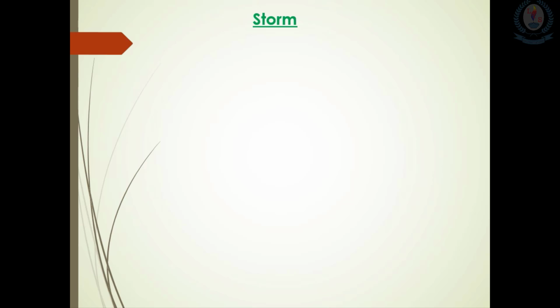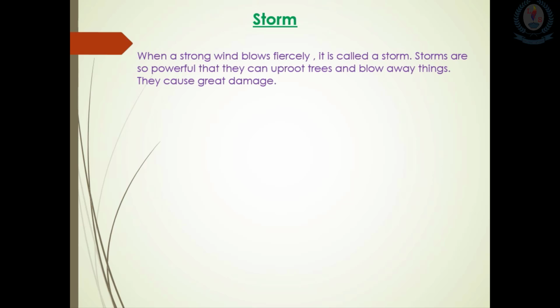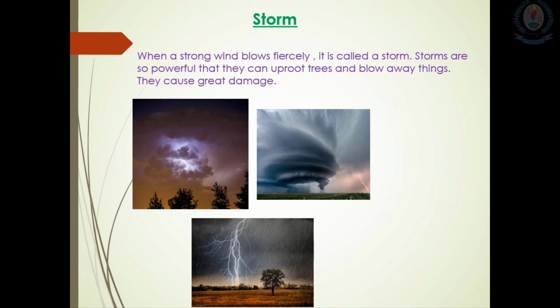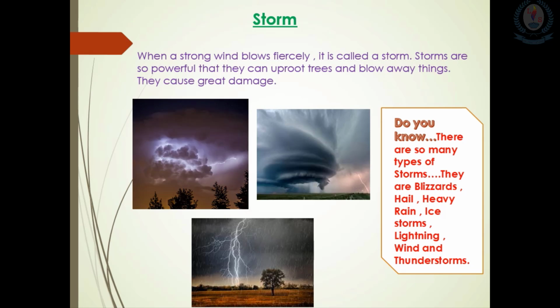Children, the next natural calamity is storm. When a strong wind blows fiercely, it is called a storm. Storms are so powerful that they can uproot trees and blow away things. They cause great damage. Tell me children, what is a storm? Yes, when a strong wind blows fiercely, it is called a storm. Now you can see some pictures of storms here. Children, do you know there are so many types of storms? They are blizzards, hail, heavy rain, ice storms, lightning, wind and thunderstorms. They are the different types of storms.